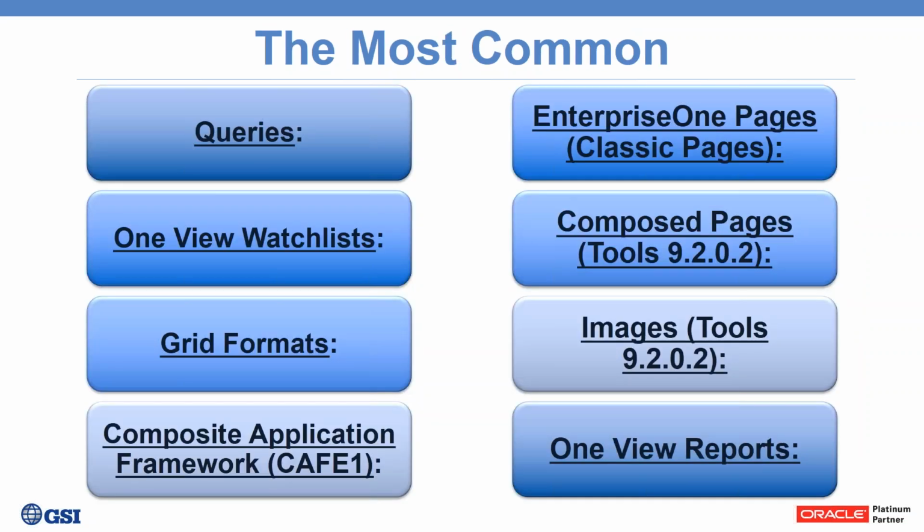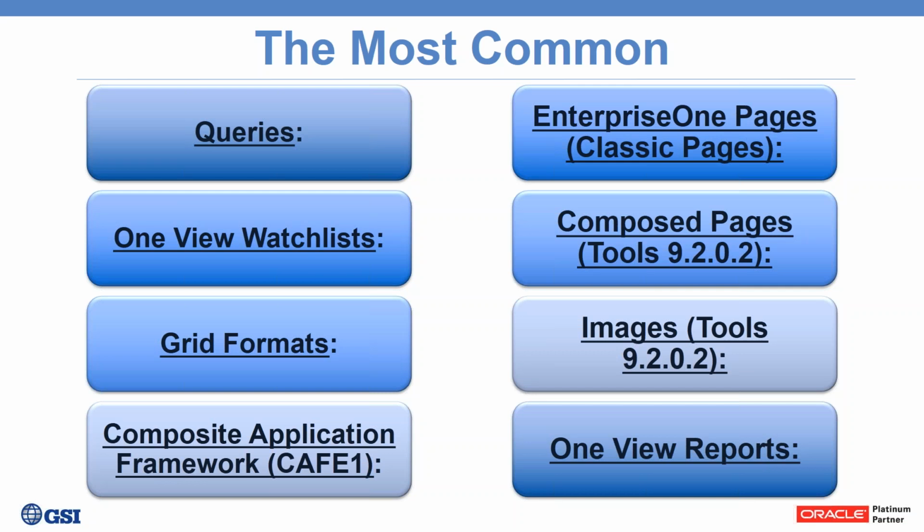So when we talk about user-defined objects, the ones that are most common are the ones you see on the screen now. The ability to do a query or a watch list or change your grid formats, a Cafe One page or Classic page. We saw an example of a composed page and images and OneView reports. All of these are user-defined objects. And if you're on tools 9.0.2 or higher, these all exist in your system. If you don't see them, if you can't get to them, it means nobody gave you access to them.